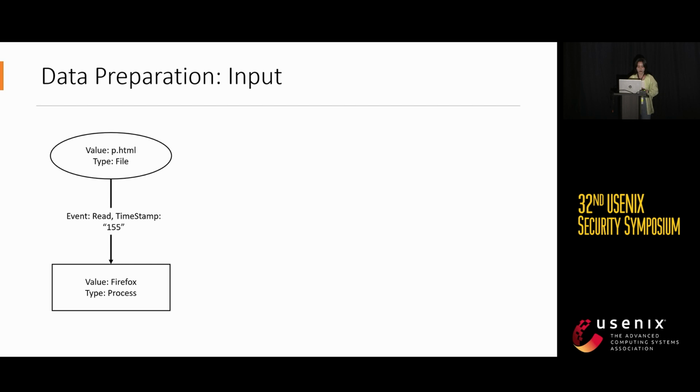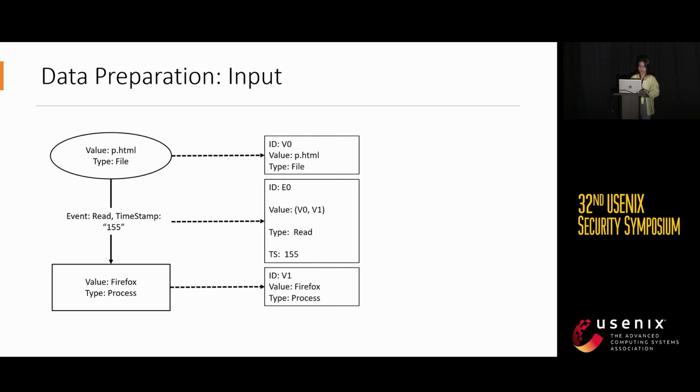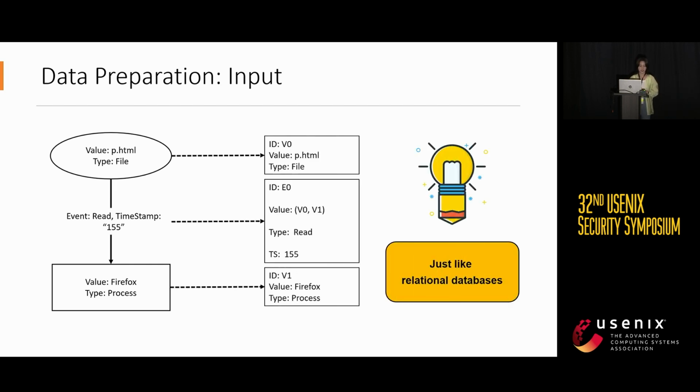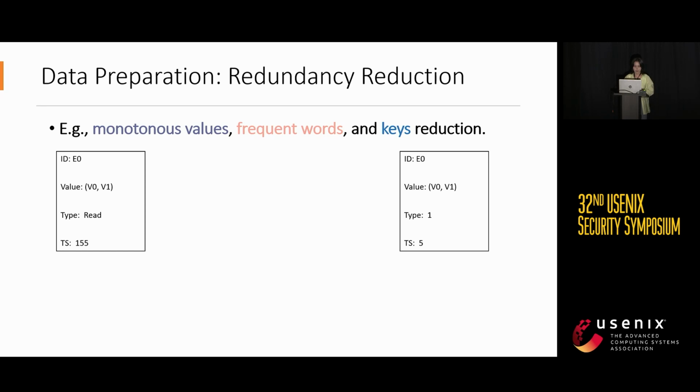Given the provenance graph, we first flatten it into individual records, just like relational databases. Such preprocessing helps us to convert the storage task into a natural language processing task and make the model training possible. Then we perform the redundancy reduction. More specifically, we perform the values, the words, and the case reduction. For the values such as the timestamp, we replace them with the offsets between it and the minimal one.